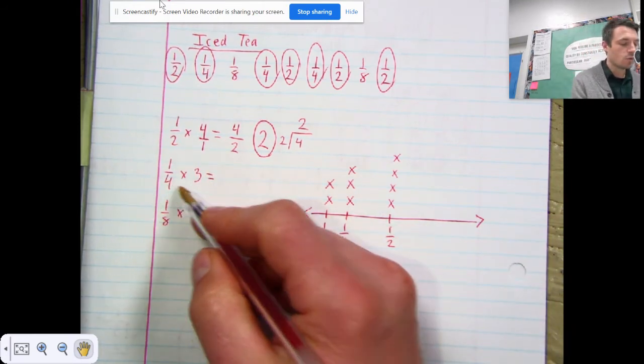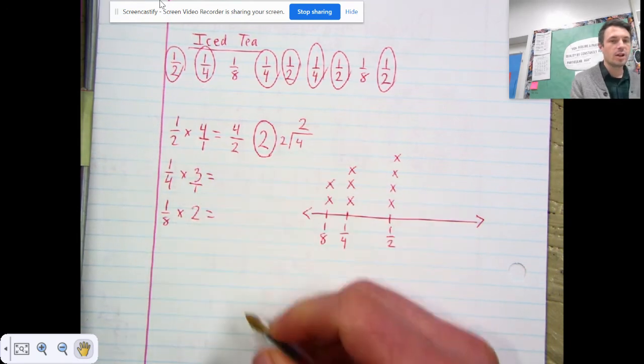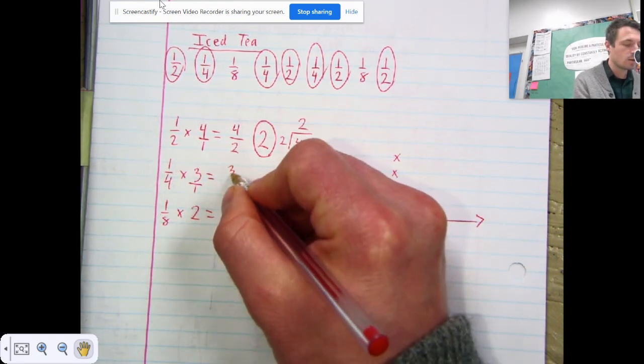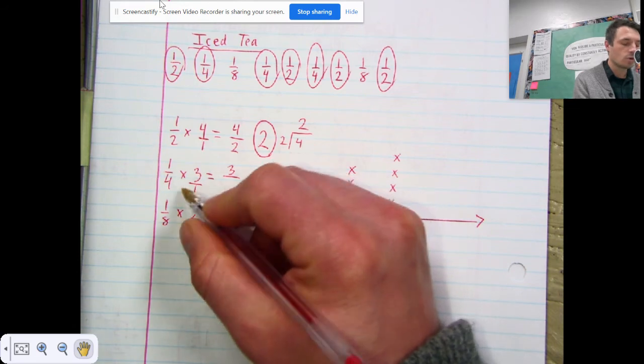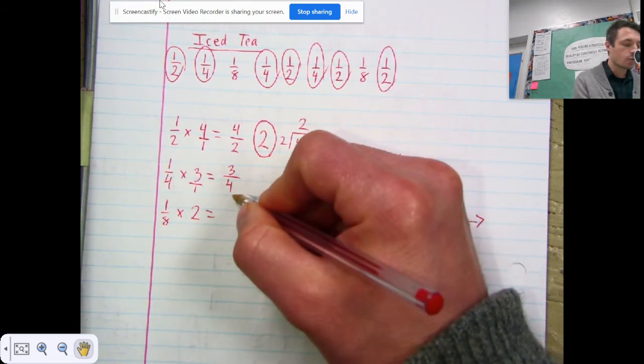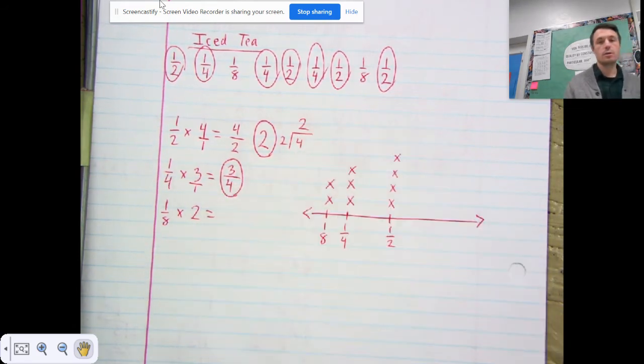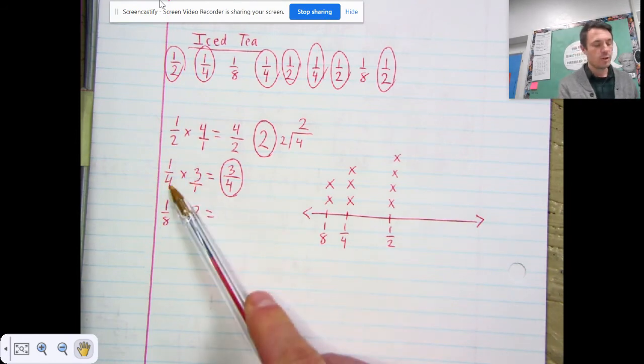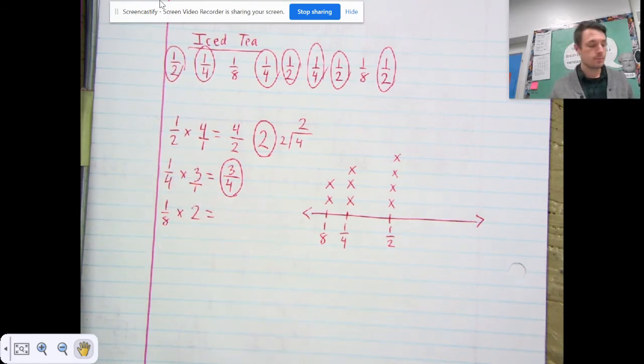Next, we multiply 1/4 times 3. Give the whole number a denominator of 1. 1 times 3 is 3. 4 times 1 is 4. So we have 3/4 of a quart of iced tea put in 1/4 containers.